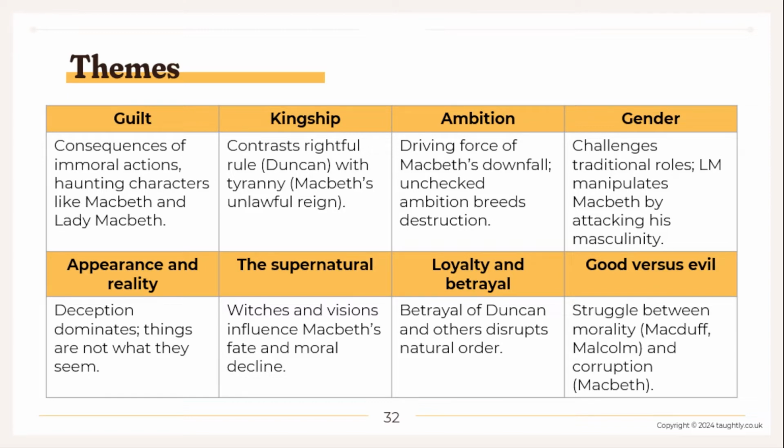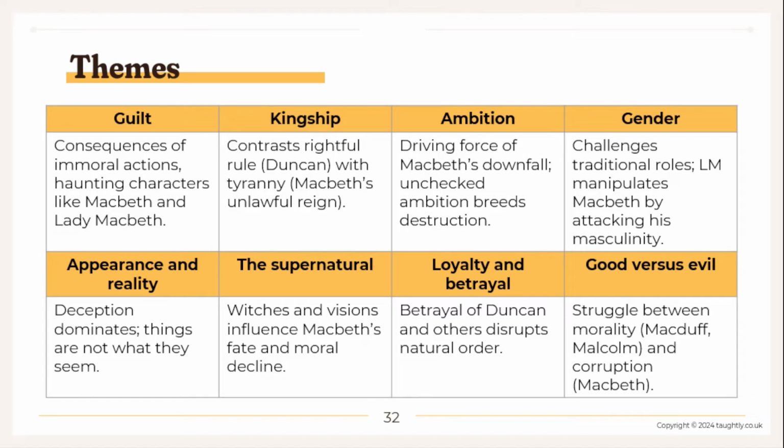Gender. Shakespeare challenges traditional gender roles, but we're not encouraged to think of it as a good thing. It is a sign of evil. So Lady Macbeth manipulates Macbeth by attacking his masculinity. She psychs herself up for the murder by stripping herself of her own femininity. The witches are blurring the gender boundaries. And one of the reasons why Macbeth ultimately fails is because he's unable to feel it as a man, and he just acts as a butcher, rather than someone that stops and thinks about his actions and their consequences.